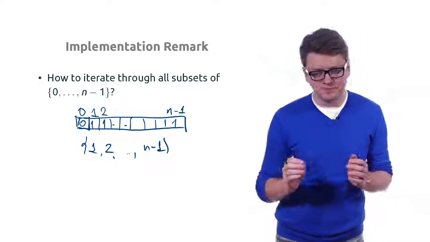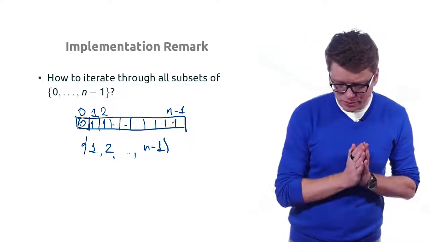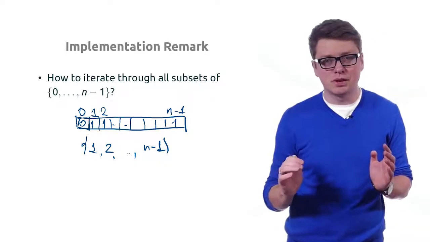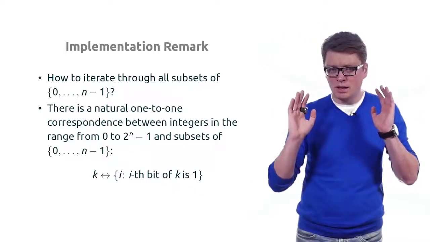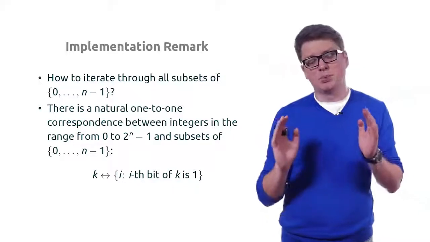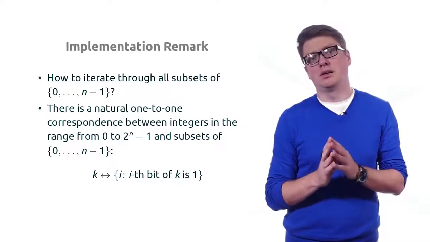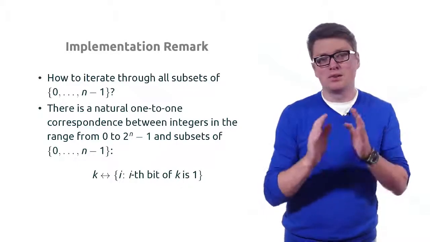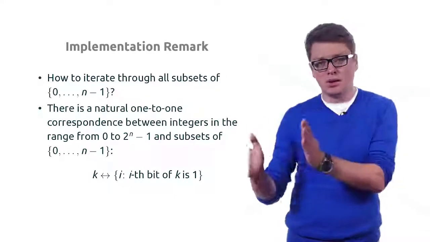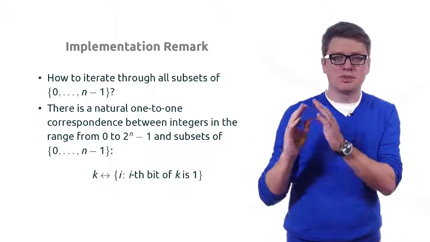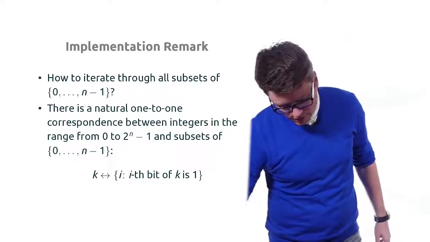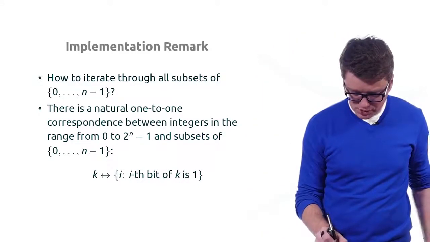On the other hand, such a binary representation can be considered as a binary representation of some integer. So there is a one-to-one correspondence between all subsets of the set consisting of elements 0, 1, 2, and so on, n minus 1, and all binary representations of numbers from 0 to 2 to the n minus 1. Namely, to get this correspondence, we can do the following.